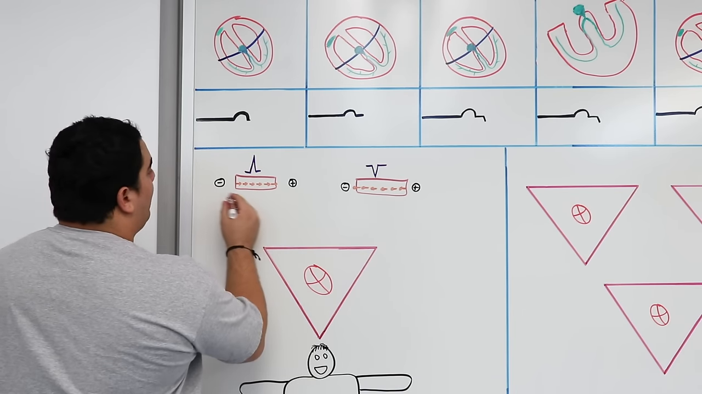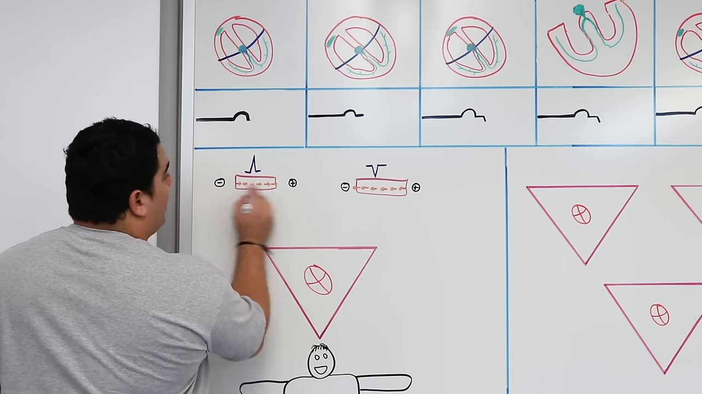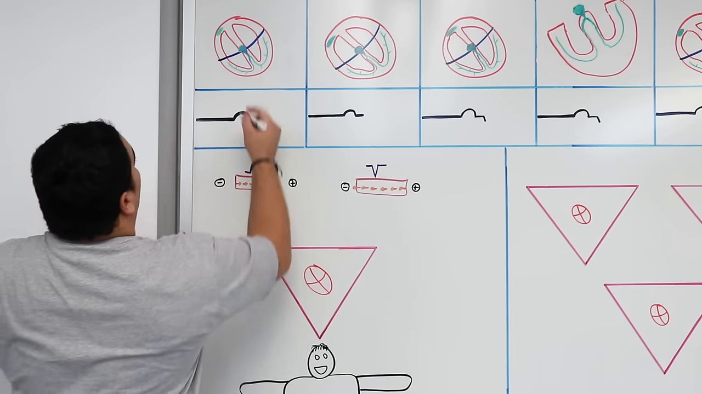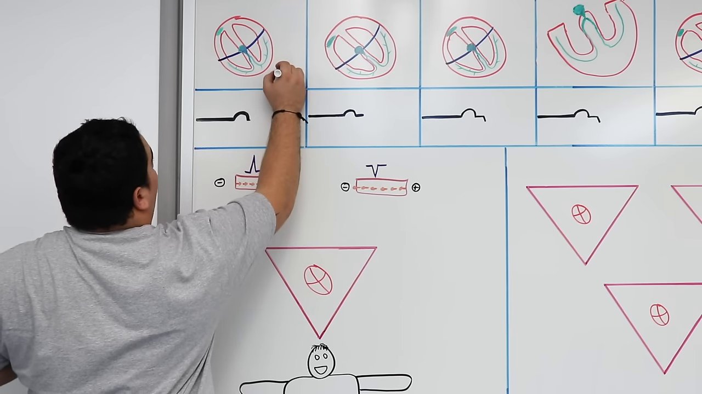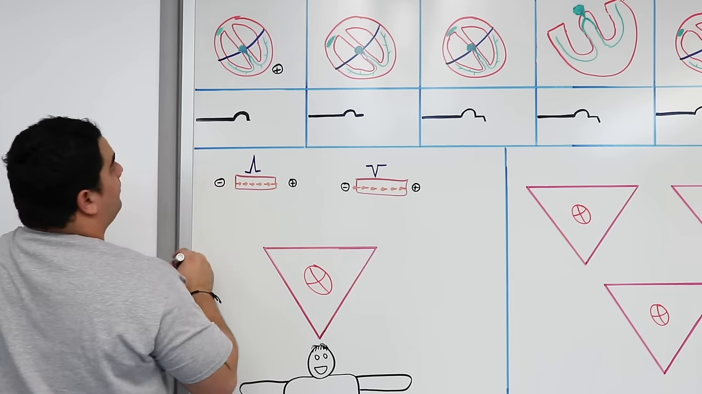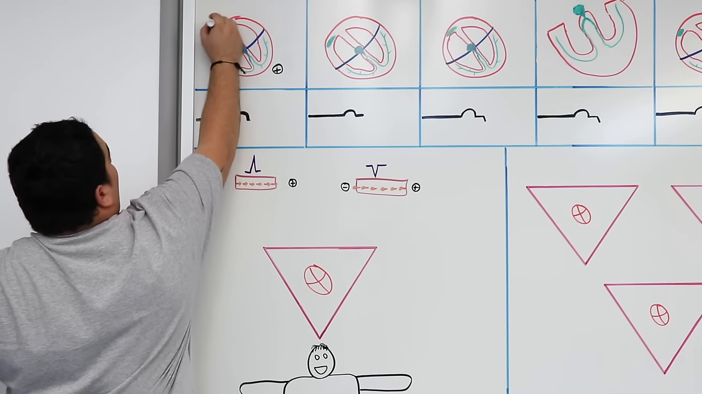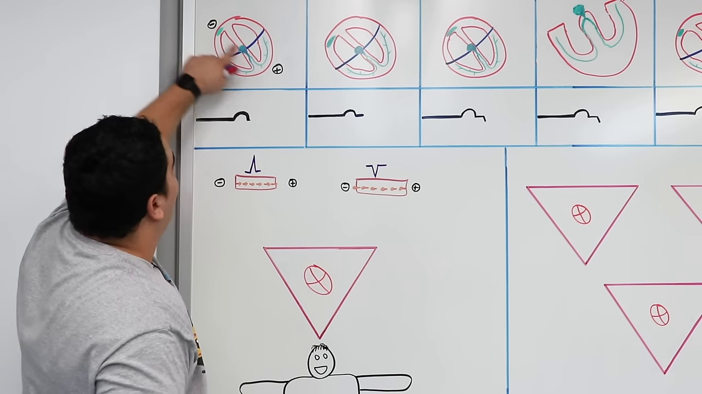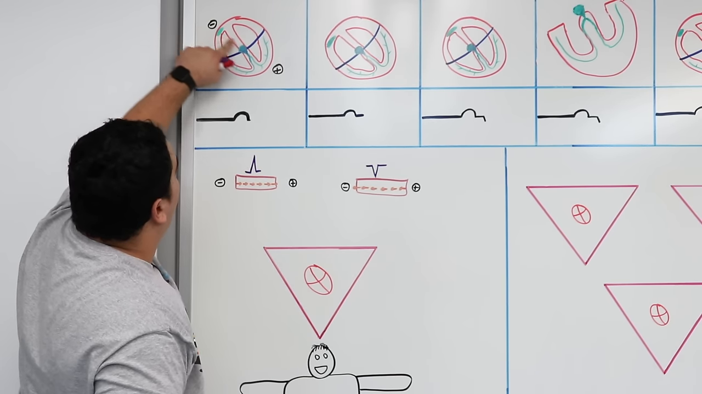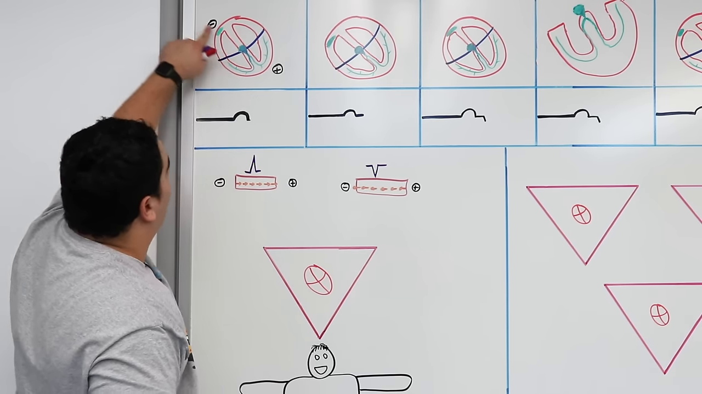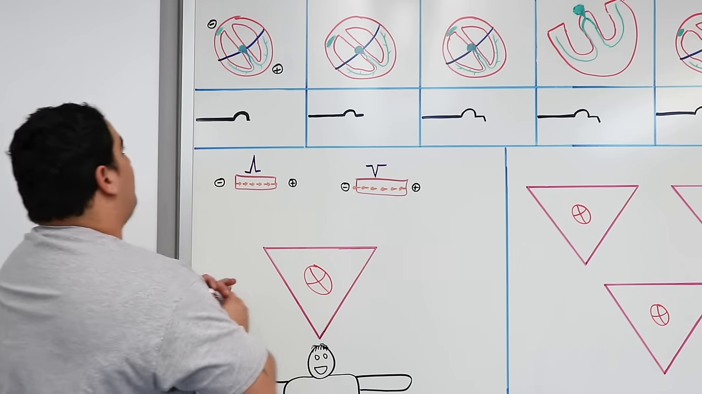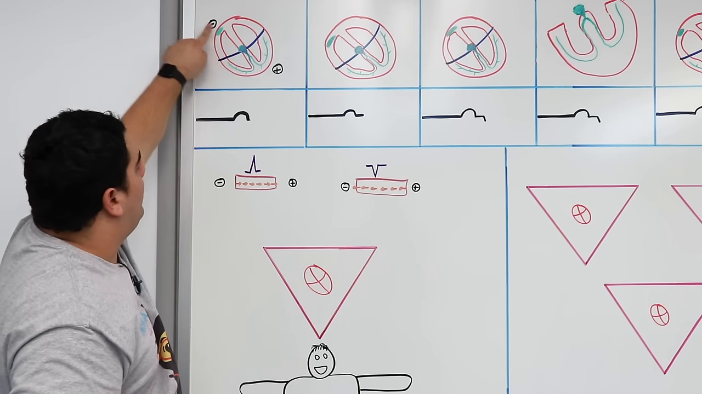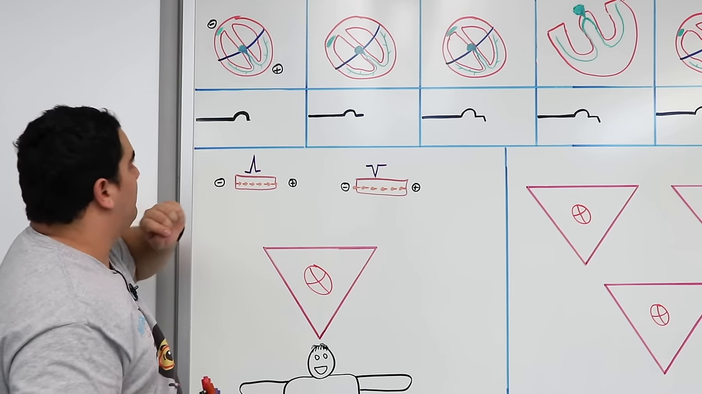So in order to make a lead, a lead two, you're going to have to have a positive and negative electrode. So for lead two, we're going to put the positive electrode here at the apex of the heart, and we're going to put the negative electrode here at the base of the heart. And now you have this lead, this axis of the lead, which is going to be moving in this direction here, okay? Now, let's imagine that this is a straight line right here, okay? So negative to positive electrode.